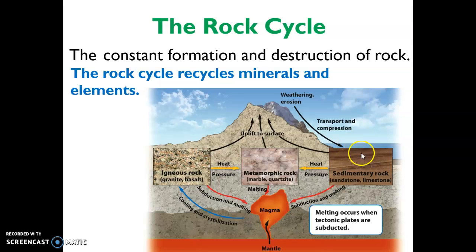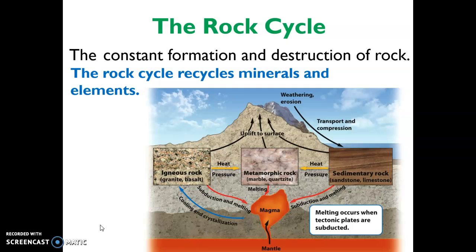The third type of rock is metamorphic rock. To morph is to change, and meta meaning great. So to go through great change due to great heat and great pressure. Any type of sedimentary rock or igneous rock or even a metamorphic rock can turn into another type of metamorphic rock under that great heat and pressure. And that's how marble and quartzite are formed.